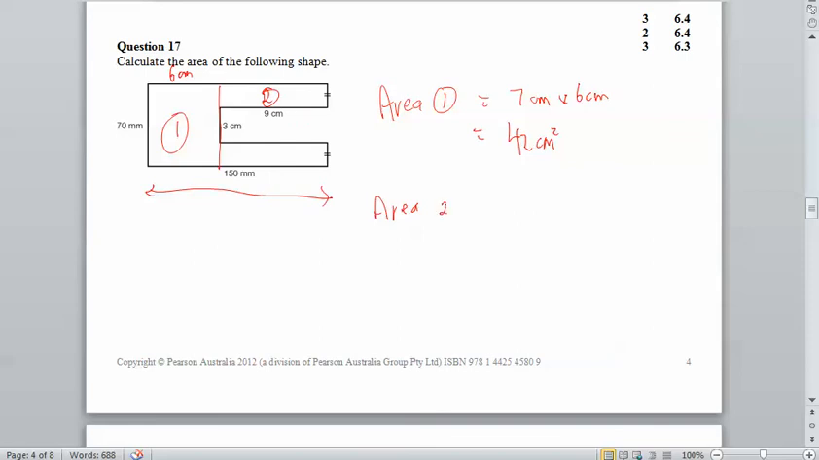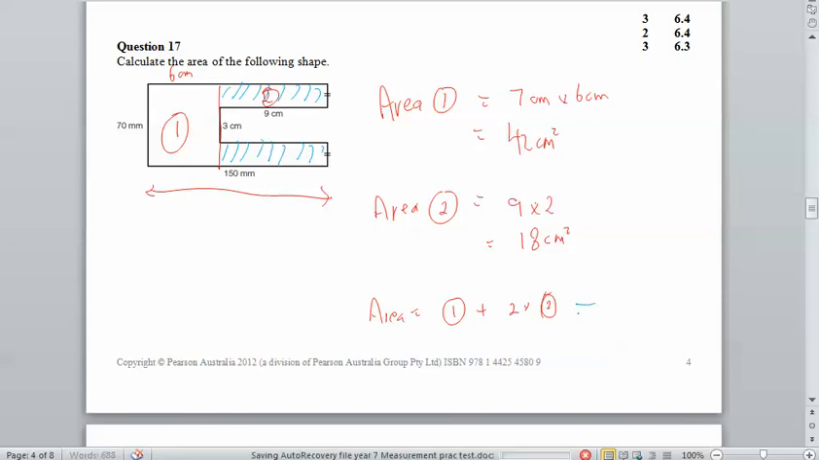So we're going to say that the area of 2 is equal to 9 times what? Do we agree? 18 centimetres squared. So the area is equal to the area of 1 plus 2 times the area of 2. Obviously down here, we've got one area, and it just so happens that we've got the same area there. So, 1 plus 2 times 2, 42 plus 36 is 78 centimetres squared.